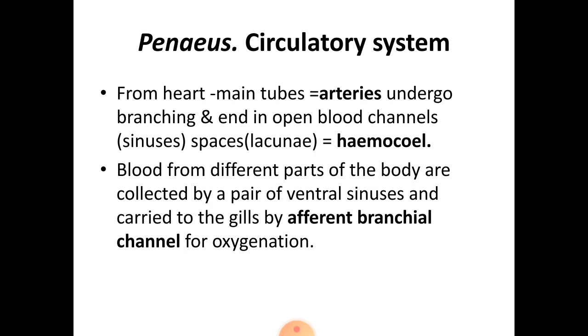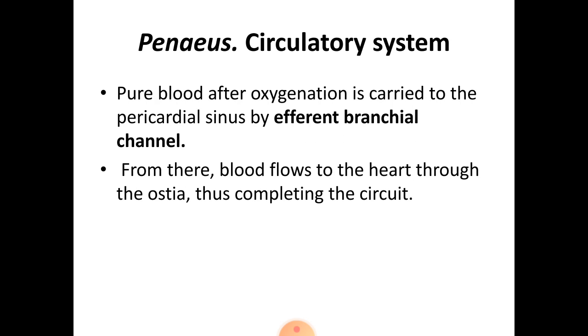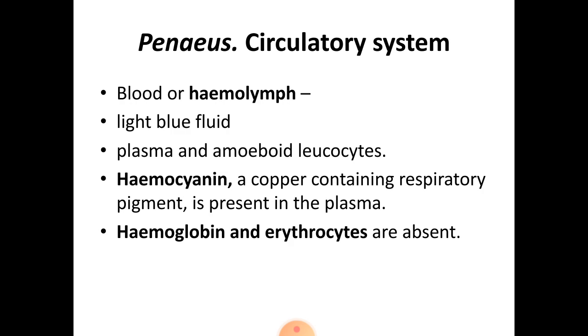So from the heart arise main tubes called arteries which undergo branching and end in open blood channels called sinuses and spaces called lacunae. Together they form the hemocoel. And blood from different parts of the body is collected by a pair of ventral sinuses and carried to the gills by afferent branchial channels for oxygenation. And the pure blood after oxygenation is carried to the pericardial sinus by efferent branchial channels. From there, blood flows to the heart through the ostia, thus completing the circuit.